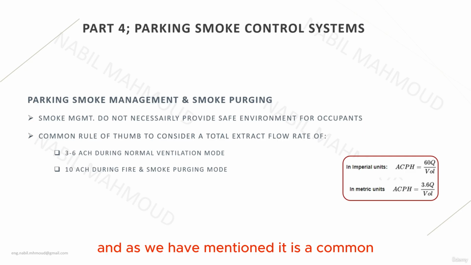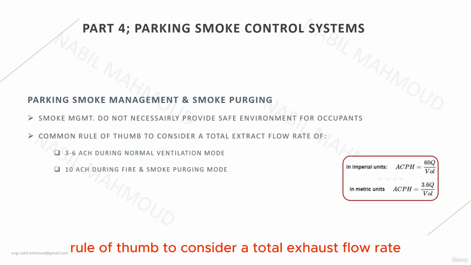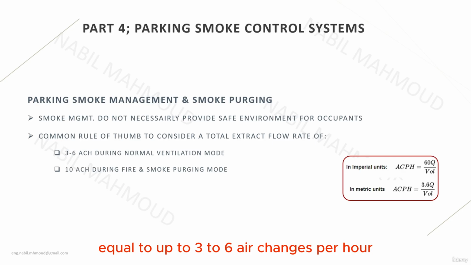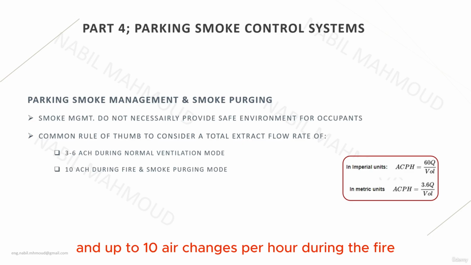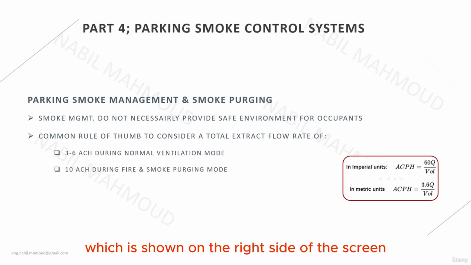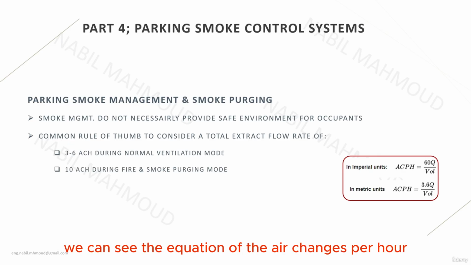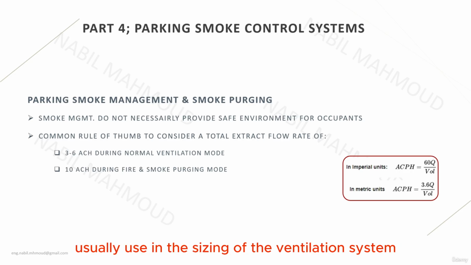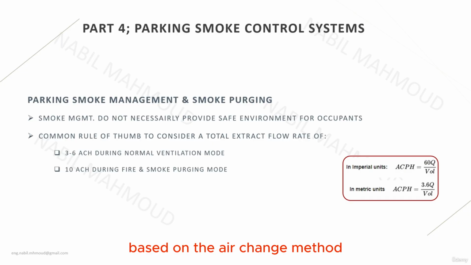And as we have mentioned, it is a common rule of thumb to consider a total extract flow rate equal to 3 to 6 air changes per hour during the normal ventilation mode, and up to 10 air changes per hour during the fire and smoke purging mode. If we refer to the equation shown on the right side of the screen, we can see the equation of the air change per hour that we usually use in sizing the ventilation system based on the air change method, and it is shown in both imperial and metric units.